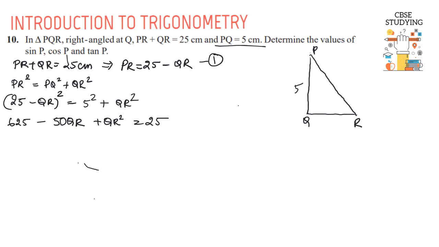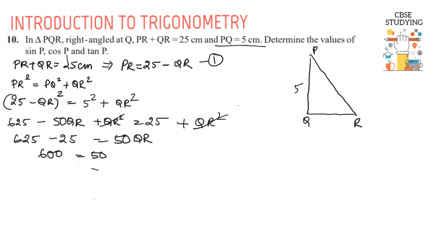Yeah. Now solving it further, so this QR square and QR square gets cancelled. So 625 minus 25 is equal to 50 QR. 600 is equal to 50 QR. QR is equal to 600 by 50, that is equal to 12. So measurement of QR we got.